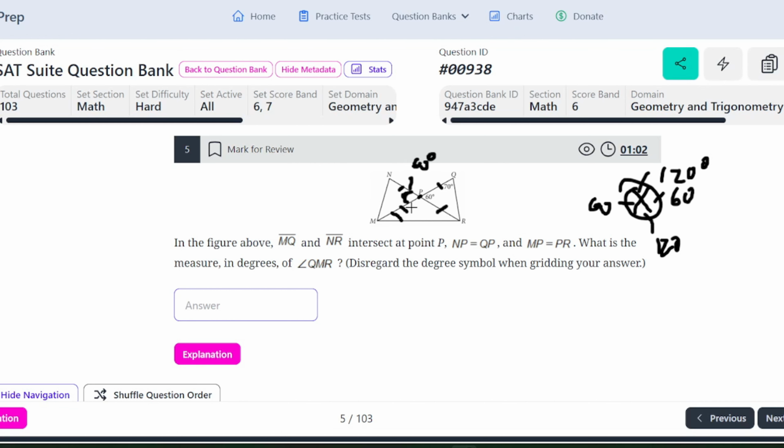So in the triangle PMR, if this were to be 120, that would mean that M and R would have to be 30 degrees respectively because it's an isosceles triangle. So if this angle was 30, this angle would be 30. So even though we're getting the triangle PMR's angle value, it's going to be the same for QMR. So that's why 30 degrees will be your answer.